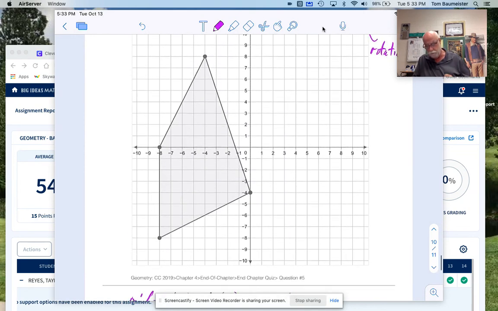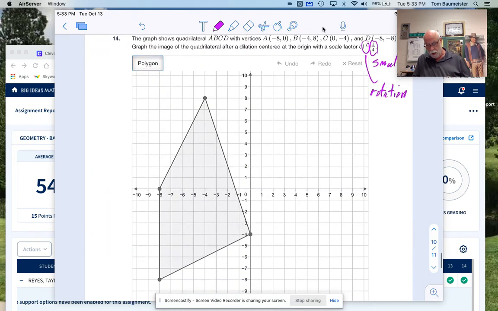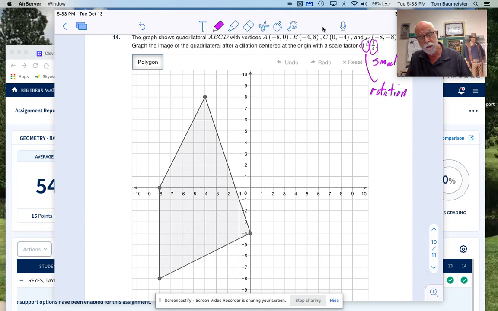So again, we're going to do all of those. I just said A prime is at (2, 0). I told you B prime is at (1, -2). C prime, I just told you, was at (0, 1). And D prime was at (2, 2). And again, connect those dots in the right order. And there you go.